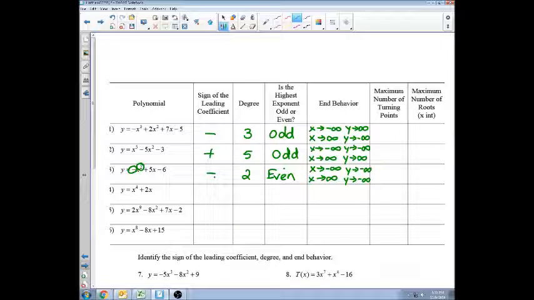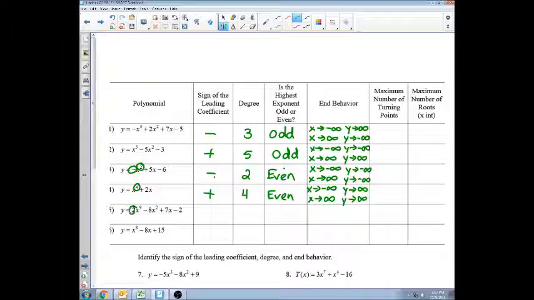Okay? Problem 4, there's nothing in front of my x to the 4th, and my degree is 4. So I have a positive leading coefficient. My degree is 4, which is even. My x's will never change. So as x approaches negative infinity, remember, with even degrees, your y's will follow the leading coefficient sign. So my y is going to approach positive infinity and positive infinity. Okay? On to problem 5.